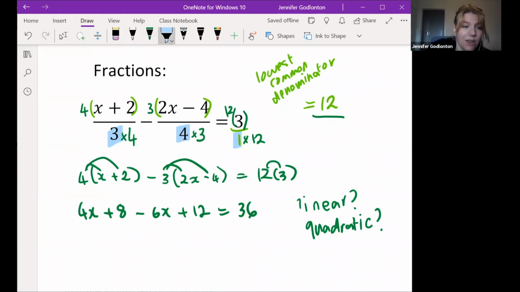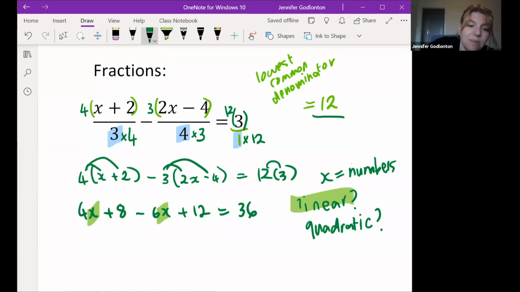It's linear. Okay, good. The reason we know it's linear is because we only have x's. We don't have any x squareds. When it's linear, we never factorize. When it's linear, we just want x's on one side and we want numbers on the other side. Okay, so I'm going to keep this 4x over here. I'm going to keep this negative 6x over here. And then I'm going to have 36 minus 12 minus 8.